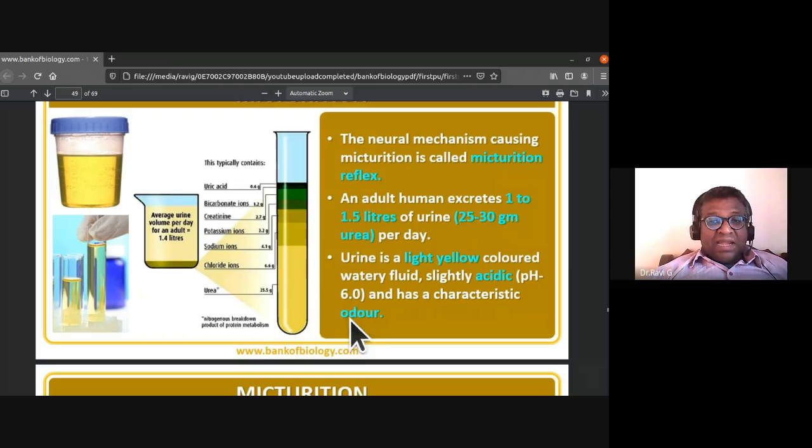Urine is a light yellow colored watery fluid, slightly acidic, with a pH of 6, and has a characteristic odor.